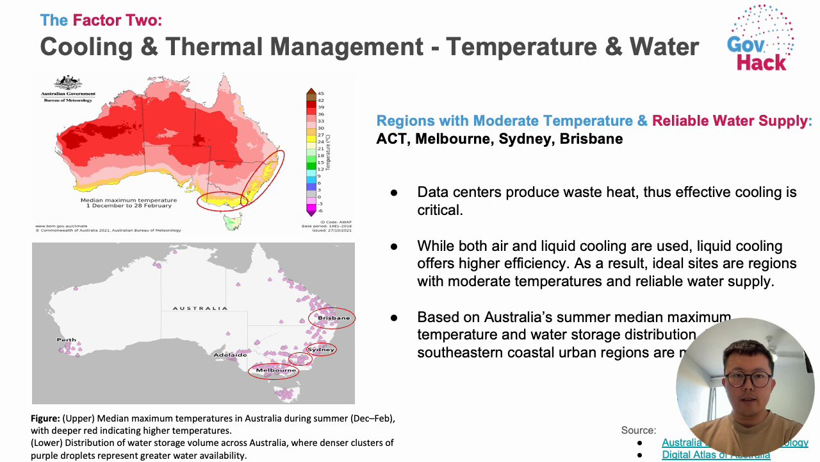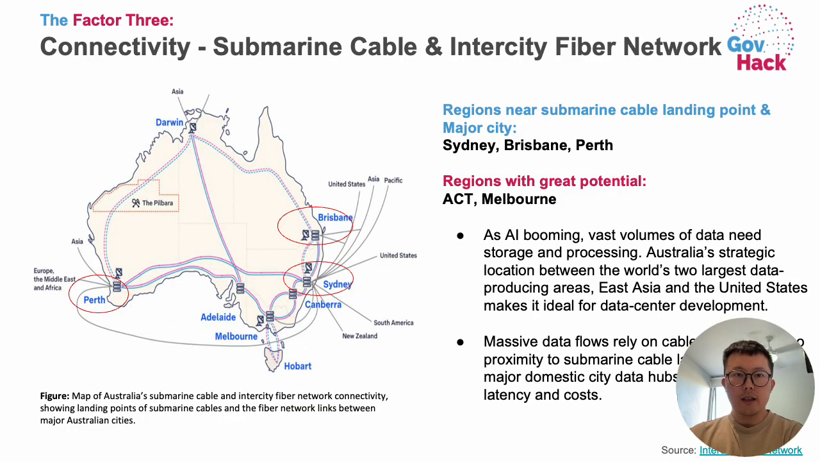The second one is thermal management. Because data centers produce a lot of waste heat, effective cooling is critical. I chose data from the Australian Bureau of Meteorology and Digital Atlas to check temperature and water availability. As you can see, ACT, Melbourne, Sydney, and Brisbane are all great regions with moderate temperature and reliable water supply.